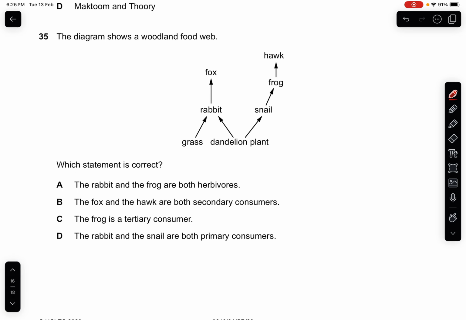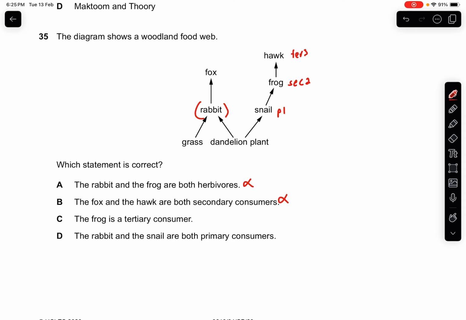Question 35. The diagram shows a woodland food web. Which statement is correct? So just have a look. The rabbit and the frog are both herbivores. No, herbivores are only plant consuming, which is only the rabbit here, but the frog isn't. The fox and the hawk are both secondary consumers. Not correct, because this is a primary consumer, this is a secondary consumer, this is a tertiary consumer. So the hawk is the one that's wrong here.